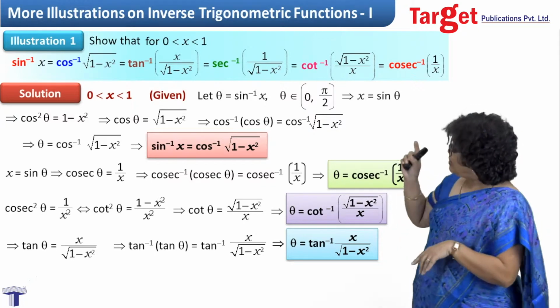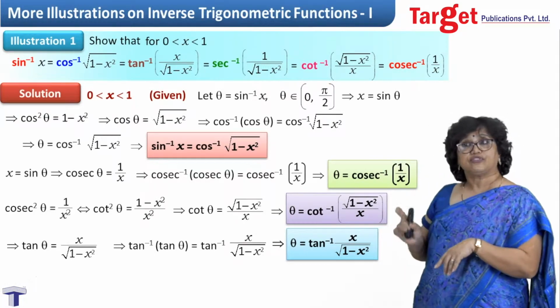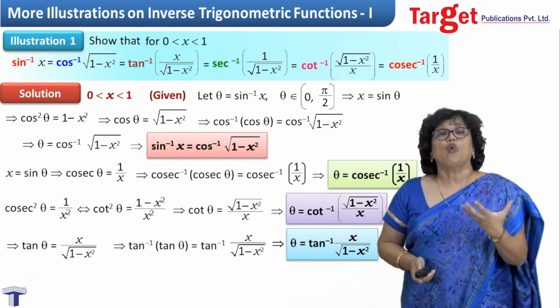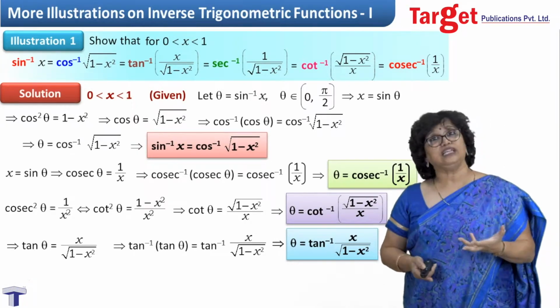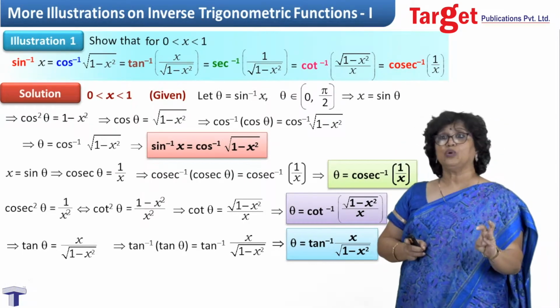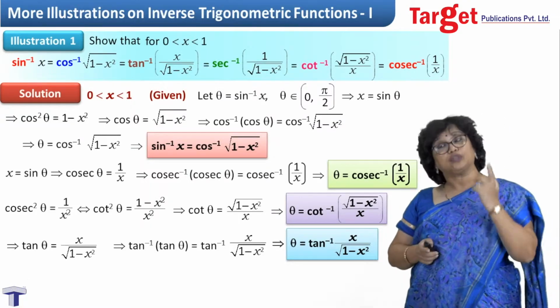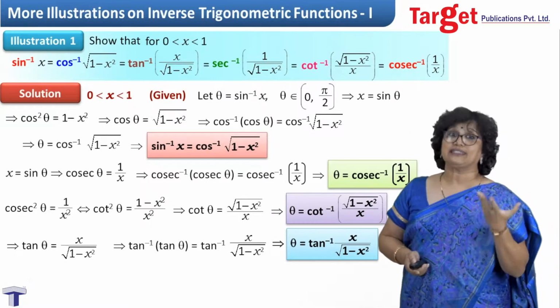And mind you, please, I have written theta equal to cosec inverse of something. I have written theta equal to cot inverse of something. Theta equal to tan inverse of something. What is theta? Theta is actually sine inverse x. So see at the top, we have got result for sine inverse x in terms of tan inverse, in terms of cot inverse, in terms of cosec inverse and cos inverse. So what is left out now?